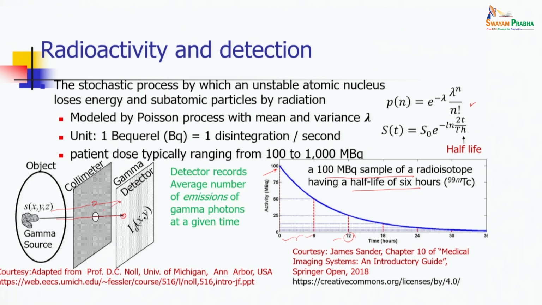The detectors record the average number of emissions of gamma photons at a given time.